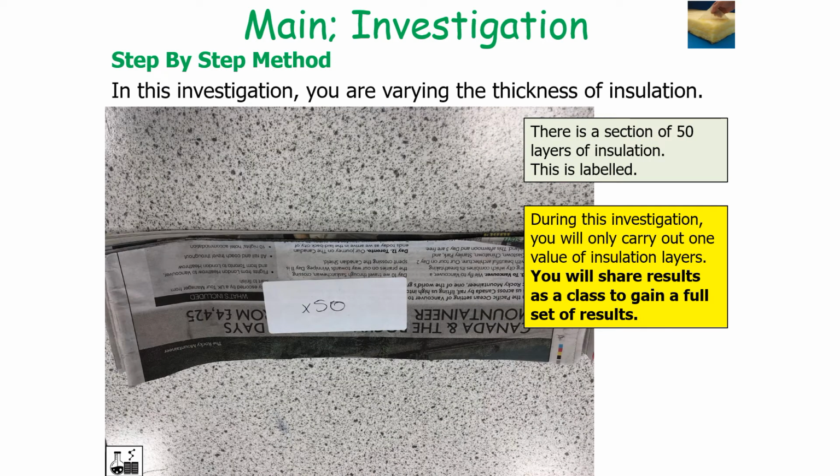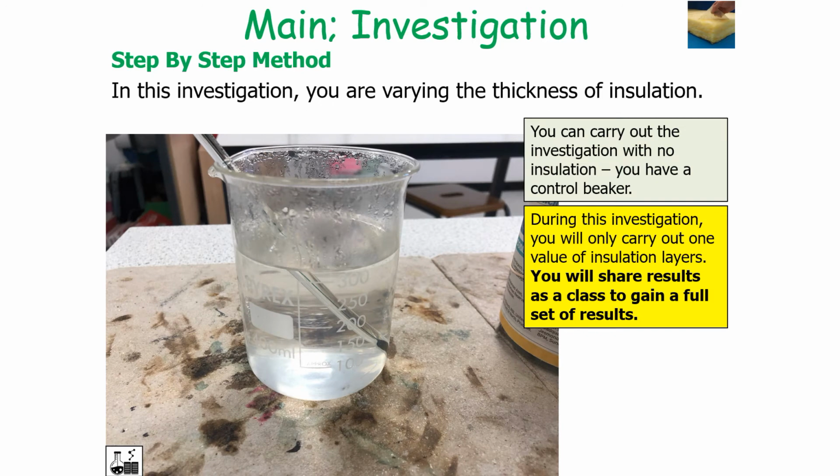It's probably best that if you're working in a class you would only do one selection of layers of insulation and then share it as a class to get a full set of results, because of the length of time it takes to gain your results in this investigation. You will then carry out this investigation also with no insulation around a beaker. This is a control beaker, to observe the effect of the insulation compared to if there was no insulation around the beaker.